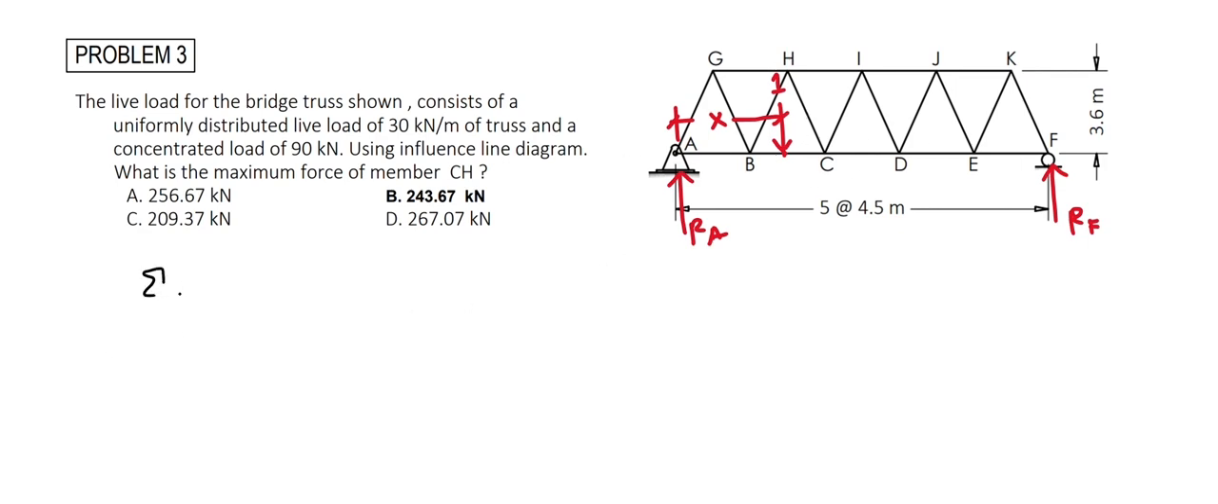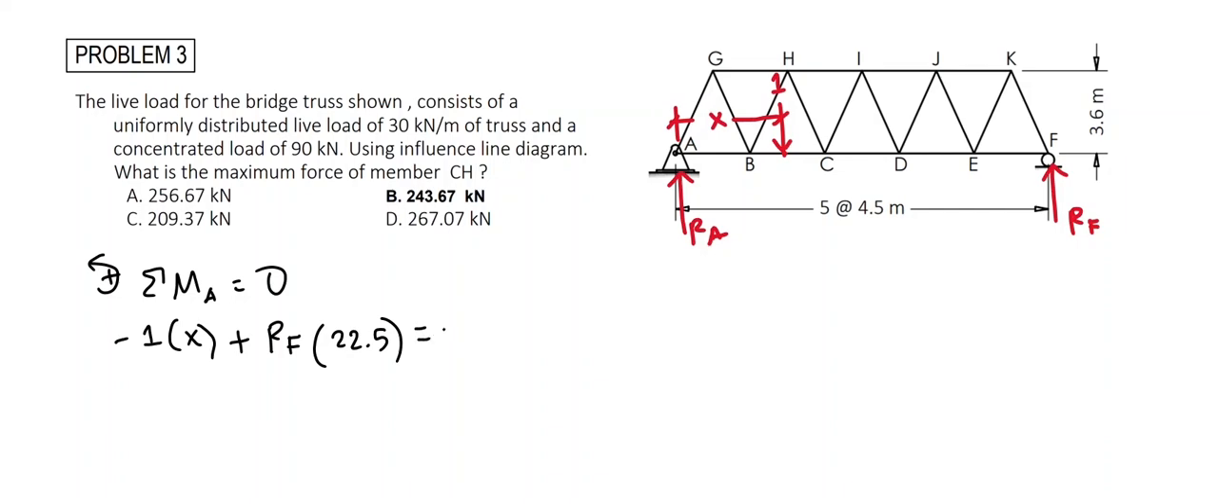So by taking summation moment at point A, we can solve for RF. We have the 1 unit load that would induce a clockwise moment, so it's negative, times its moment arm distance of x, plus R sub F that would induce a counterclockwise moment, so it's positive, times its moment arm distance of 5 times 4.5 meters, that is equal to 22.5 meters, all equal to 0. Rearranging this equation, we get RF equal to x over 22.5.